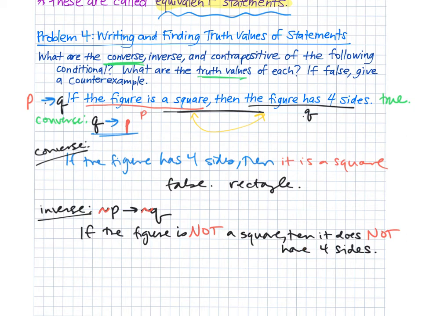Is this true? Because we know these are equivalent statements, we know the truth value here is false, and we can use the same counterexample because they're equivalent statements. So this is going to be false, and we can also say rectangle. And then let's actually think about it, make sure it makes sense so we can catch any mistakes we made. If the figure is not a square, it's a rectangle, then it does not have 4 sides. Now, if it's a rectangle, it does have 4 sides, so that's our counterexample, and it works.